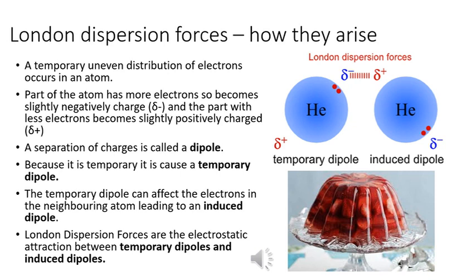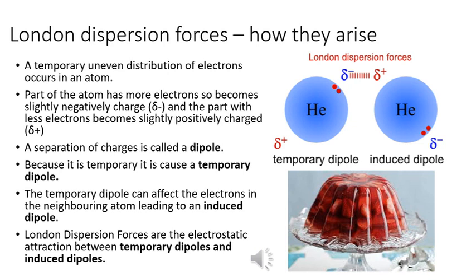Now, because electrons are charged, this means that the part of the atom which has more electrons becomes slightly negatively charged. The part of the atom which temporarily has fewer electrons becomes slightly positively charged. This separation of charges is called a dipole. Dipole is a word which just means a separation of charges. It means somewhere where we've got a positive and a negative together in a similar place but separate. Because it's temporary, it's called a temporary dipole. So this wobble in the electron cloud leads to a temporary dipole.